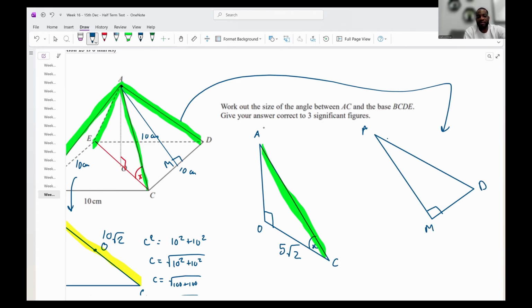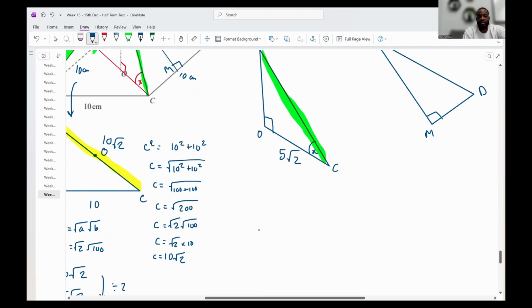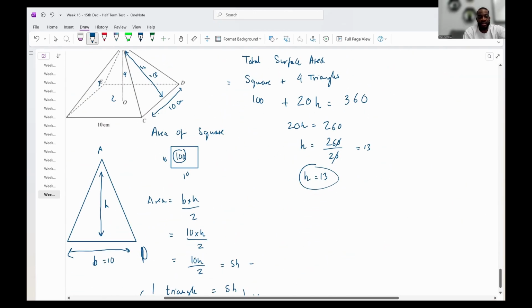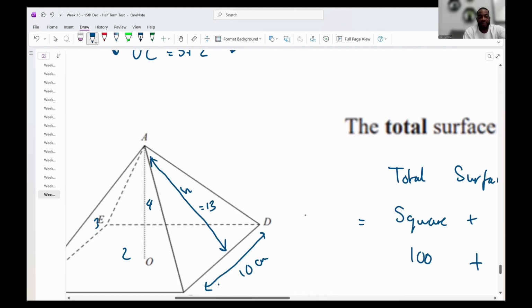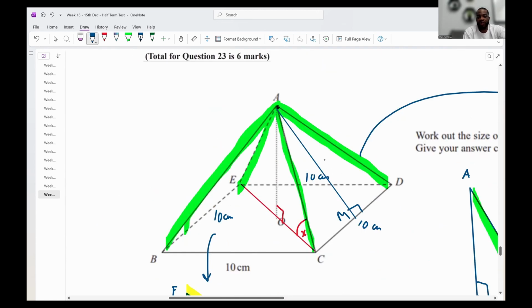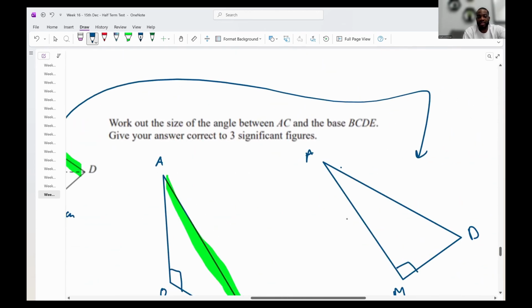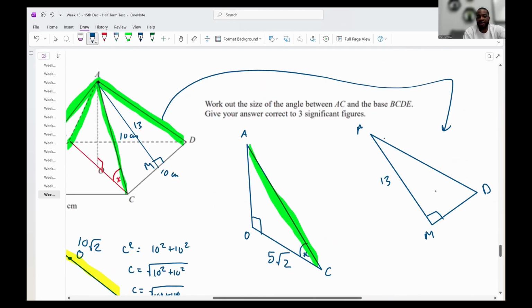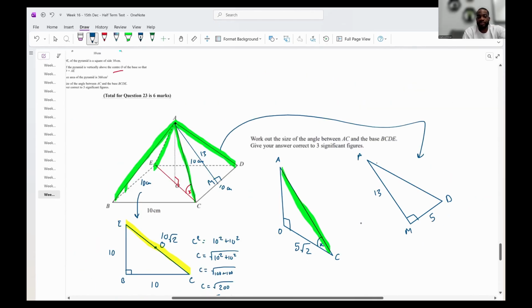We figured out that this height A to M, remember, this H here, is 13, isn't it? So this is 13 over here, and this is 13 here. And obviously M to D is halfway. The whole thing is 10, so M to D is 5. Is everybody happy with that? Just before I continue, does that make sense?